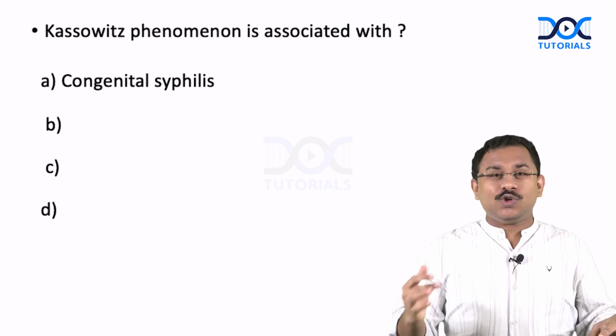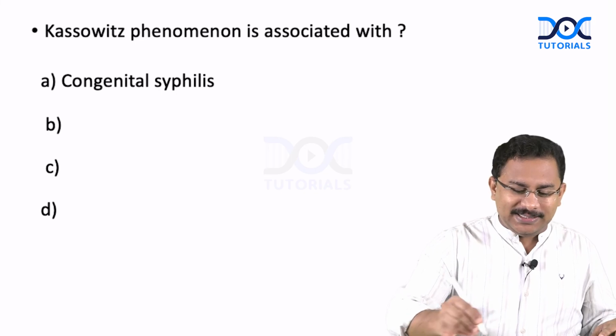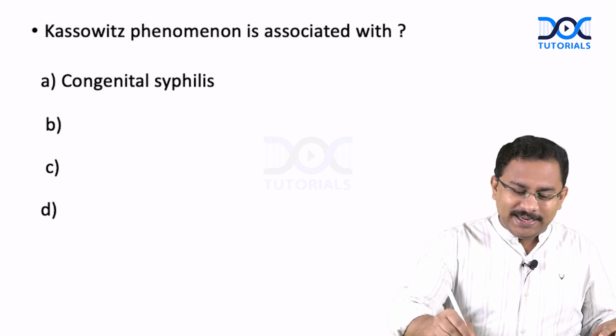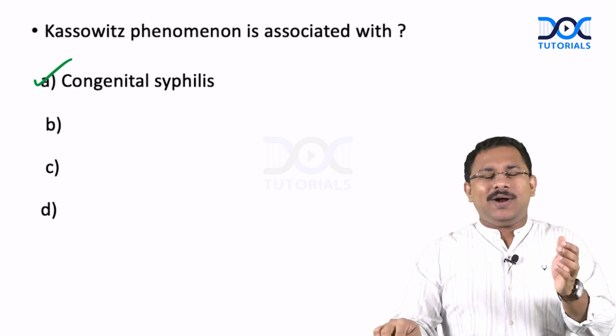Next question, Kasowitz phenomenon is associated with, again a factual question, answer is congenital syphilis. So what is this phenomenon? It's a simple one. See, if a woman has untreated syphilis and has a series of pregnancies, the likelihood of infection in the fetus in the later pregnancies becomes lesser and lesser. Let me clarify it more.